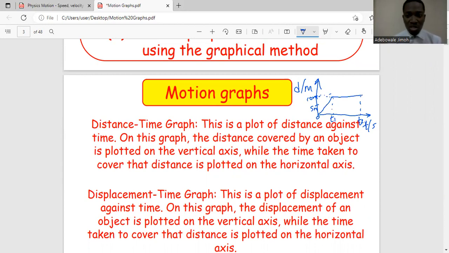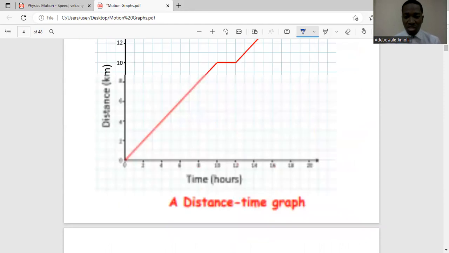So that is what a distance time graph does. It gives you a visual representation of the motion of an object. While for a displacement time graph, you just replace distance with displacement, and that's all. Every other thing is the same.